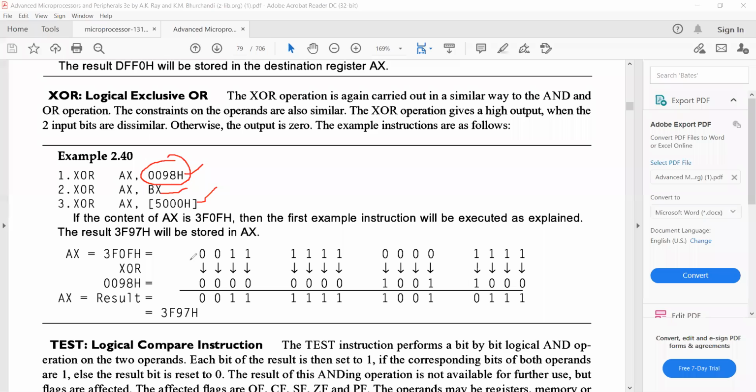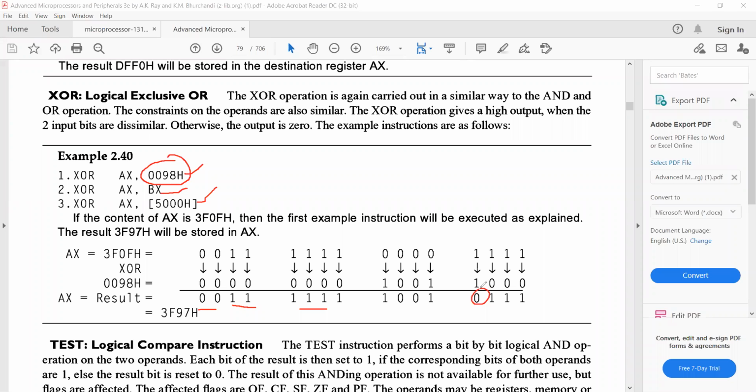Here an example is also given. When the two inputs are different, we get 1. When the two inputs are the same, we get 0. When the two inputs are different only, we get the 1. When the two inputs are the same, we get the result as 0. That is what the XOR operation is all about.